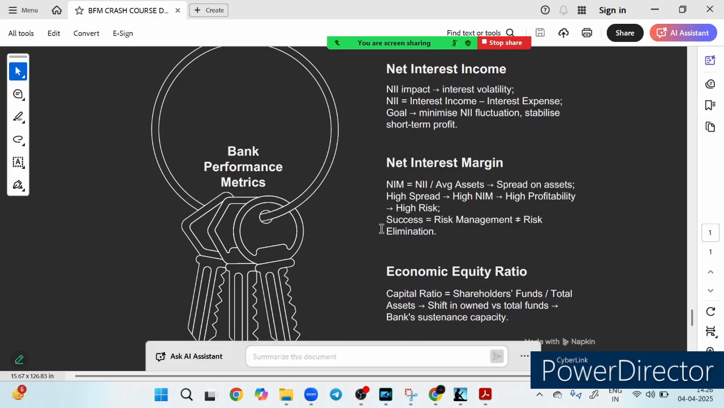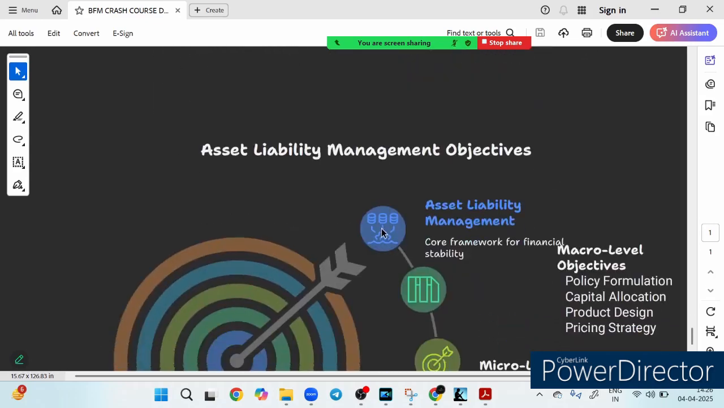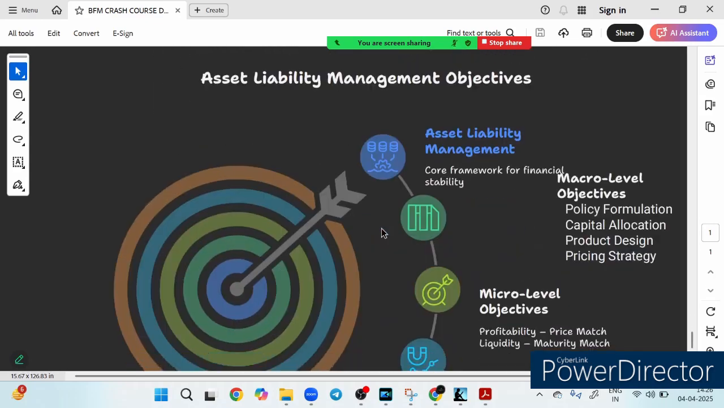Remember these three ratios, super important. Case studies based on this are asked. Now, asset liability management objectives, very, very important. One question was asked in the summary examination from this particular slide.